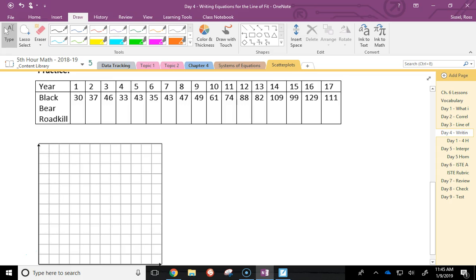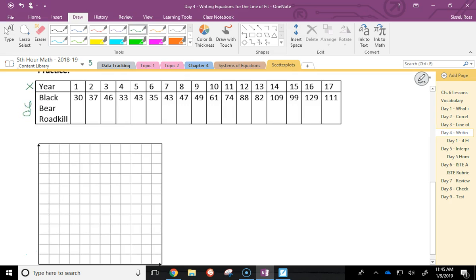So, we want to create a scatter plot, and we want to know, is there a correlation between the amount of black bears being killed as time goes on? So, what is the first thing we do once we have our data? Once we've collected our data, you put them, like one is X and then one is Y. Okay, which one's X? The year. The year is our X. This one is our Y.